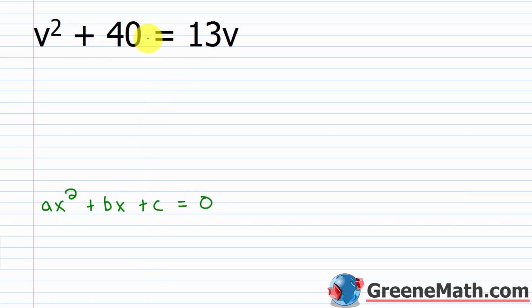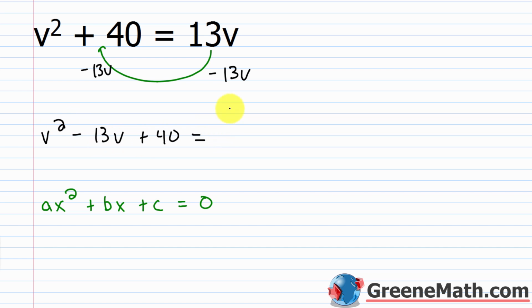So to get this in standard form, I just need to move this over here. And so what I do is I would just subtract 13v away from each side of the equation. So minus 13v and then minus 13v. So I would write this as v squared minus 13v plus 40 is equal to 13v minus 13v, which is 0.